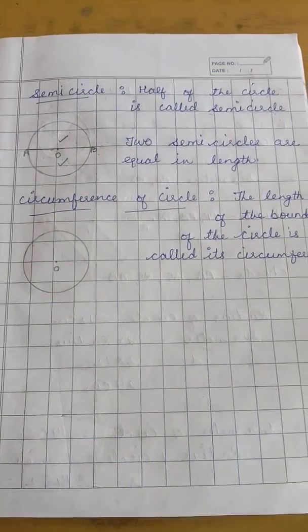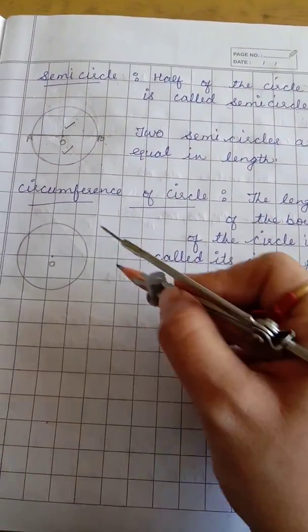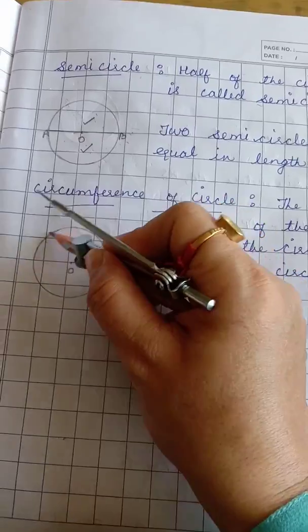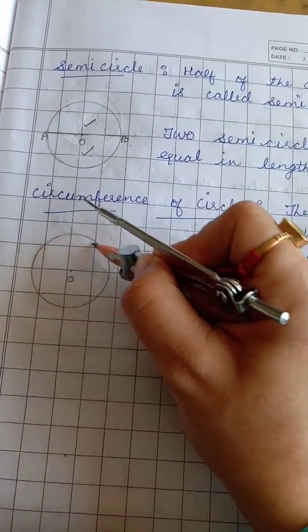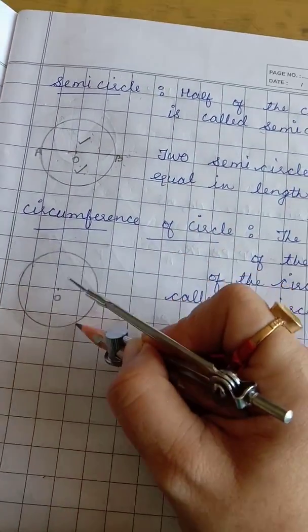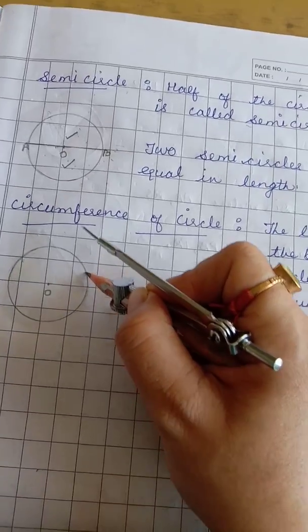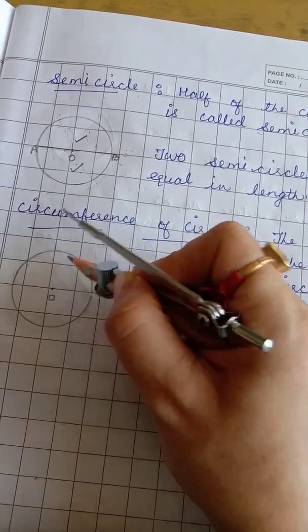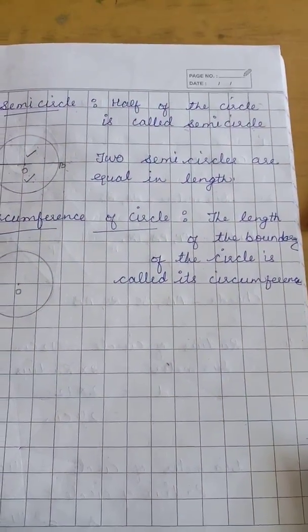Now, what is circumference of the circle? Circumference is the length of the boundary. This is a circle. This is the boundary of the circle, the outline. And the length of this whole boundary is known as the circumference of the circle.